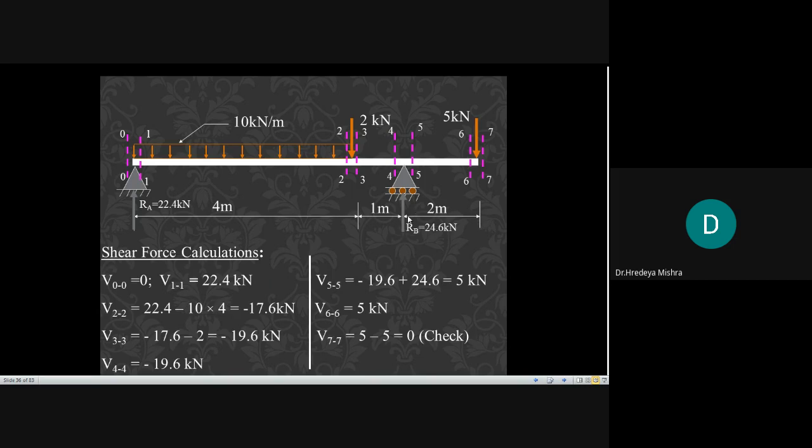At section 5-5, what happens? This upward force is applied here. So minus 19.6 plus 24.6, that is 5 kilonewton. At 6 no additional force is applied, so the same force is carried forward to 6-6. Okay. At 7-7, the 5 kilonewton force is downward, so we get the zero value. So at 0-0 and at 7-7, we get the shear force value 0. That means the beam is in equilibrium condition. Now we have to draw the shear force and bending moment diagrams.